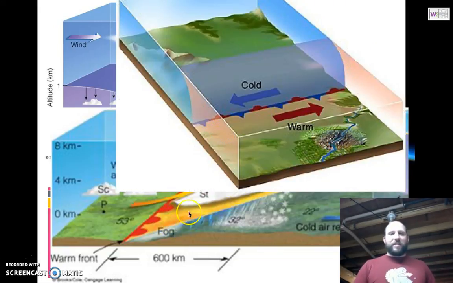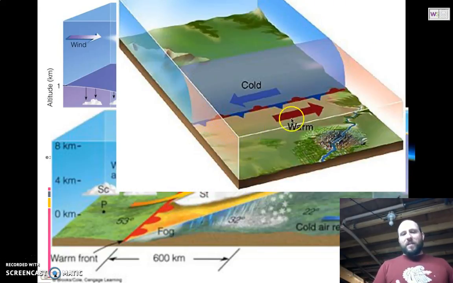Then, here's the stationary front. Please observe, the warm front moves from left to right, the cold front moves from right to left. No one's moving, the front is not moving back or forth, it's staying quote-unquote stationary. So this is what we call a stationary front.